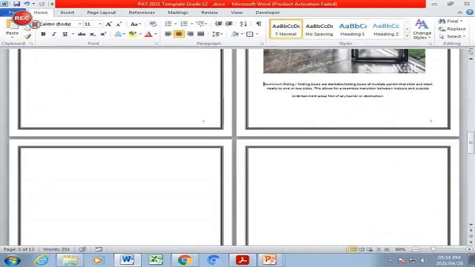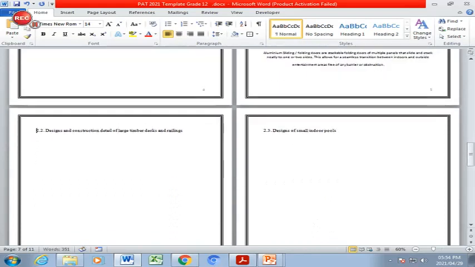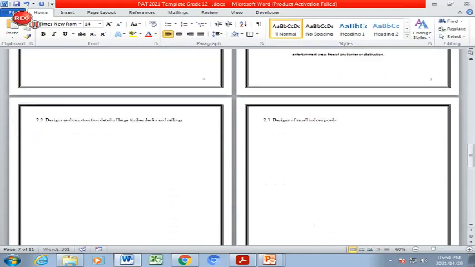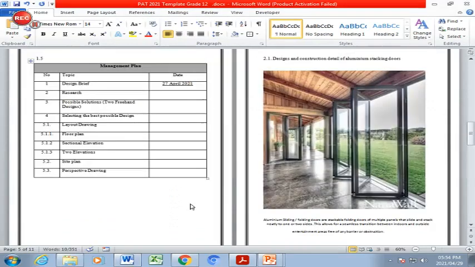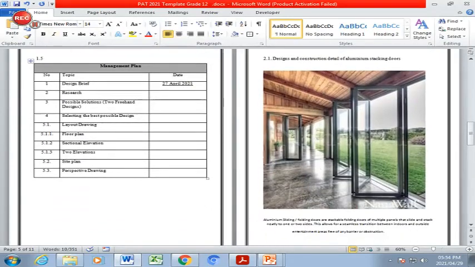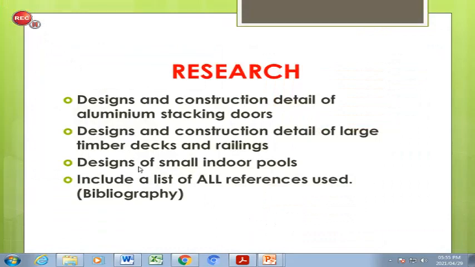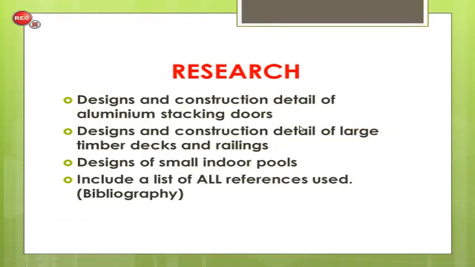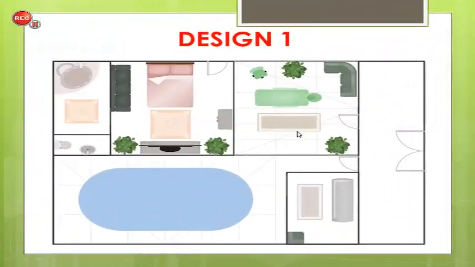I can go to my second one now, where I'm just going to manipulate my page to make it one research component per page. And I can apply the same principle as I've done with the first research component. Once I've concluded my research, I will go on to the next part of my PAT, which is design 1 and design 2.